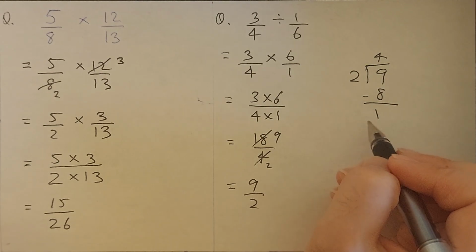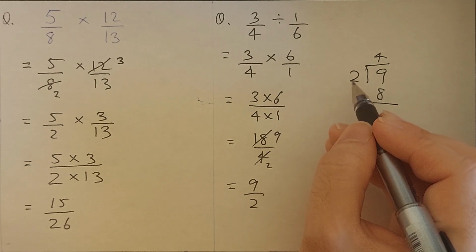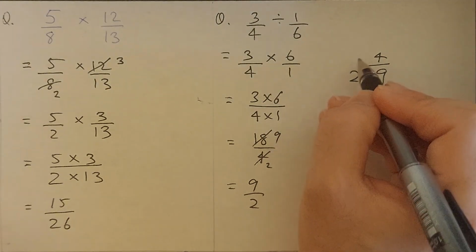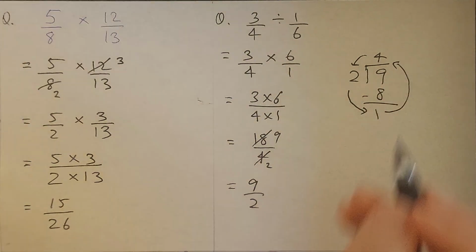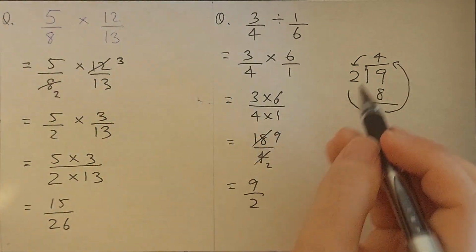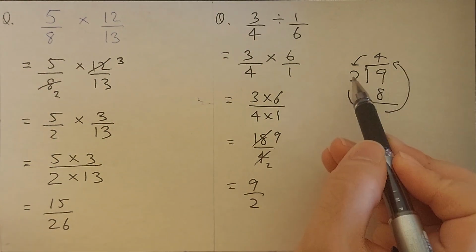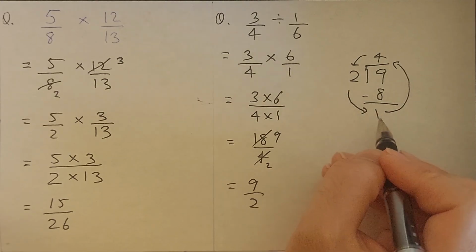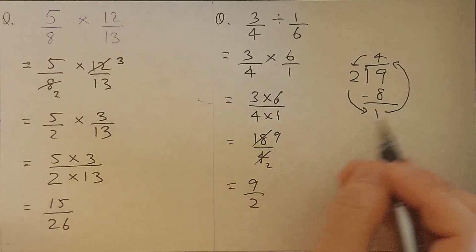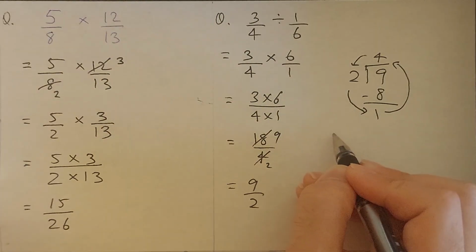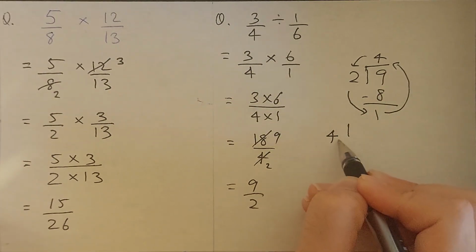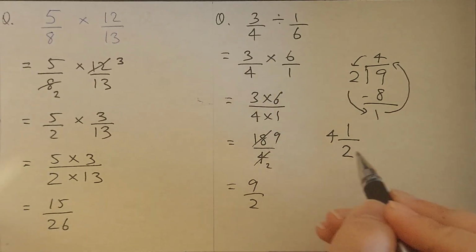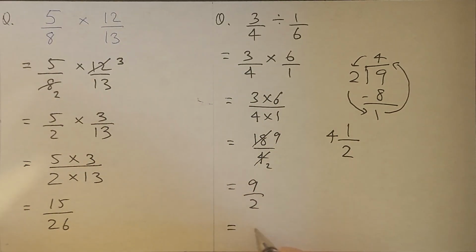Now, because 1 is now smaller than 2, we stop here, and then you draw an arrow like this, an arrow like this, and an arrow like this. What this means is, right now we have the quotient at the top, the divisor at the left, and the remainder at the bottom. They switch places. The quotient moves to the left, the remainder moves to the top, and the divisor moves to the bottom. So basically, 4 1/2 is our answer.